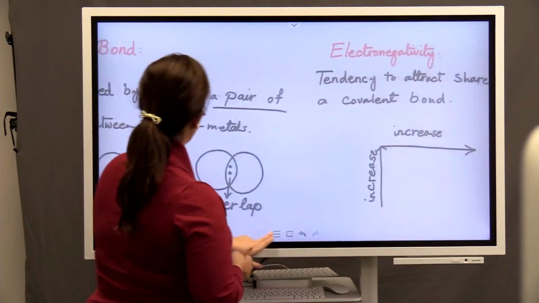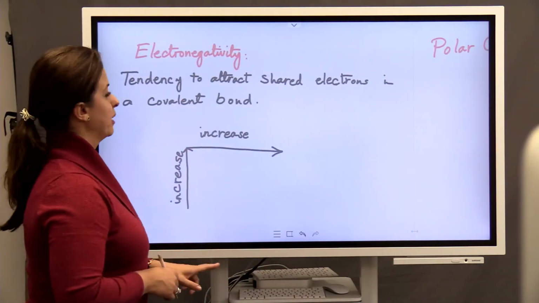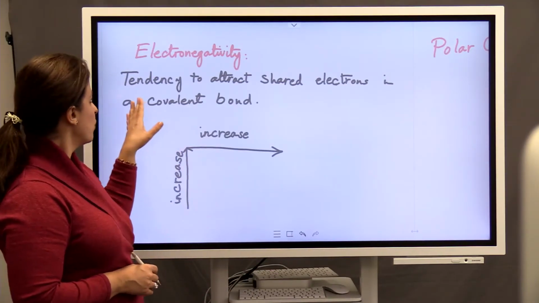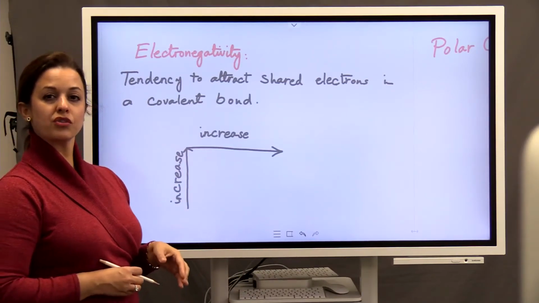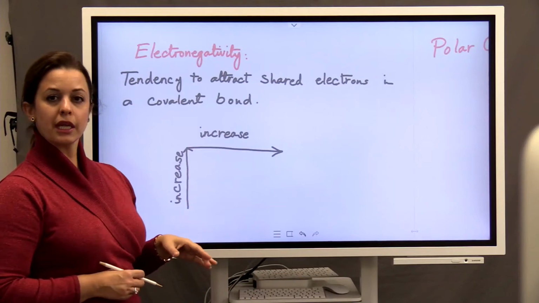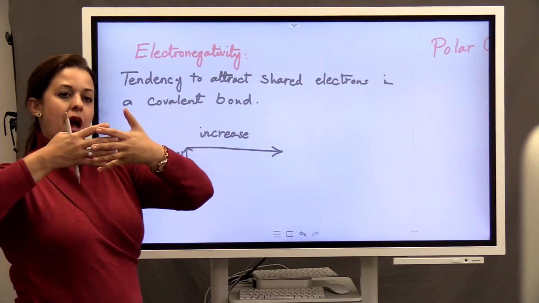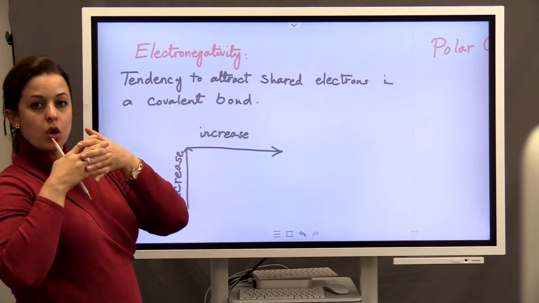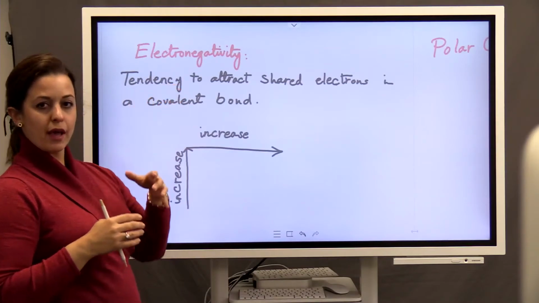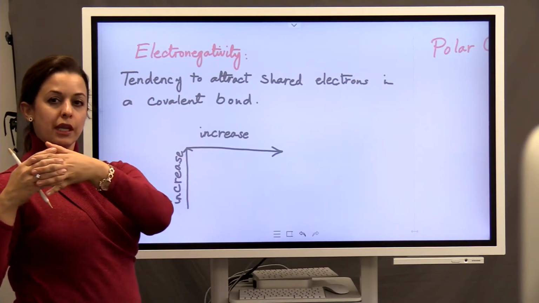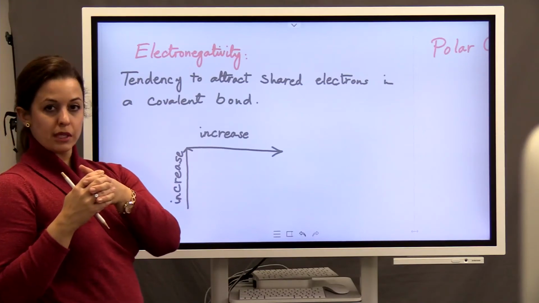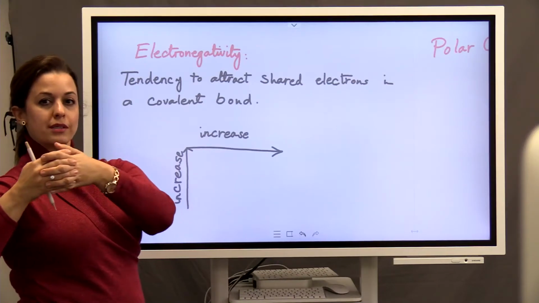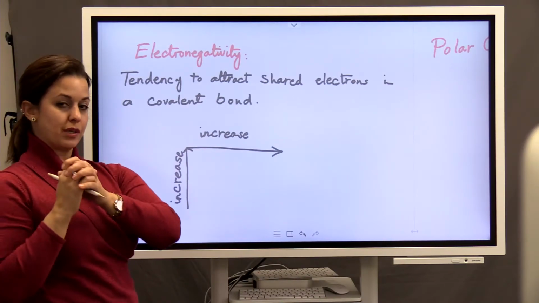Alright, so now you know about the covalent bond. Do you remember this concept, electronegativity, from previous chapters? We said it's a tendency of atoms to attract shared electrons in a covalent bond. We said atoms share the electrons, right? So sometimes some of the atoms want to pull the shared electrons more strongly towards themselves. It's like a rope pulling contest. Sometimes one side pulls the electrons more strongly towards itself.